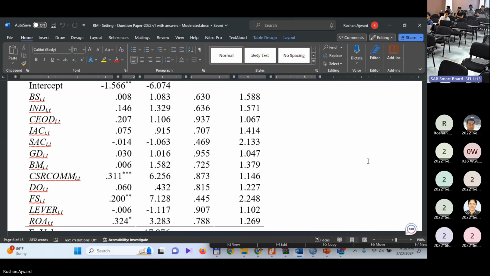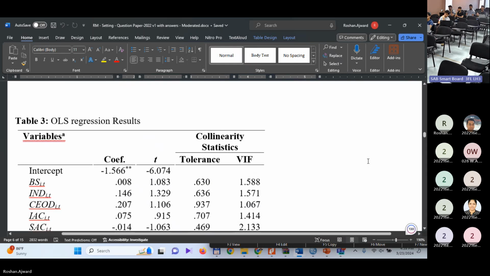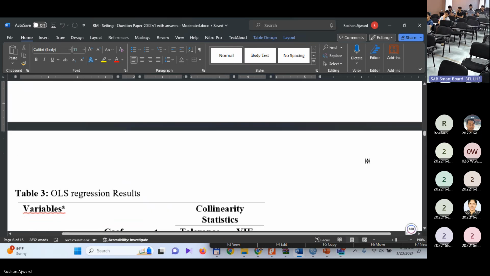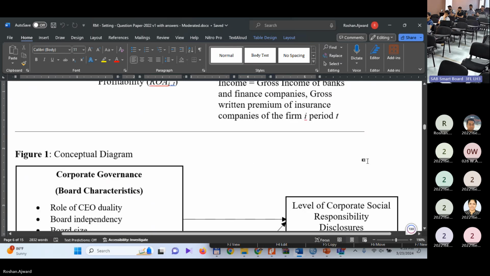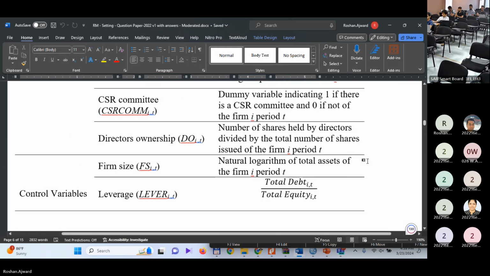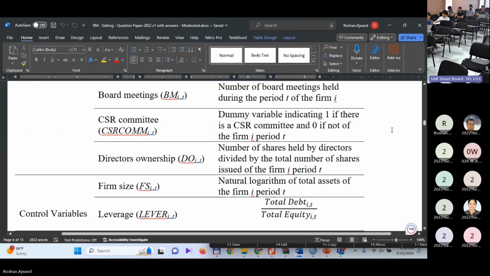So let's go and see what CSR form means. That you should have a CSR committee. If you have a CSR committee, that means the disclosure level is having a positive impact. So CSR form is there. Let's go and see. It is a variable indicating 1 if there is a CSR committee, 0 if not. That means having a CSR committee is having a positive impact on the CSR disclosure, apparently.